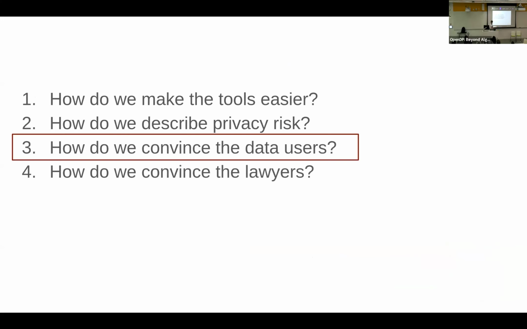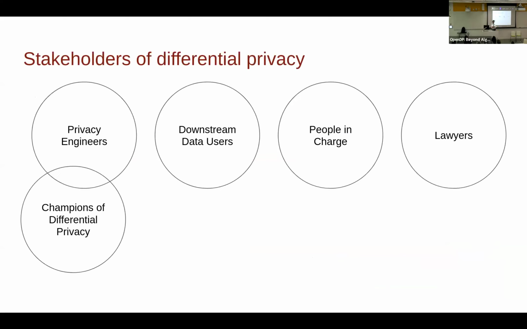Okay, so the third thing, how do we convince the data users? Lots of people have talked about a thing that I tried to put into a visual form here, right? A theme that's come up again and again this week is there's lots of people involved in differential privacy deployments. It's not like one person, for example, trying to navigate the privacy utility trade-off. There's lots of people. And if you draw the Venn diagram, the circles don't overlap very much, right? In particular, the champions of differential privacy are maybe overlapping with the privacy engineers, but definitely not with all these other people.